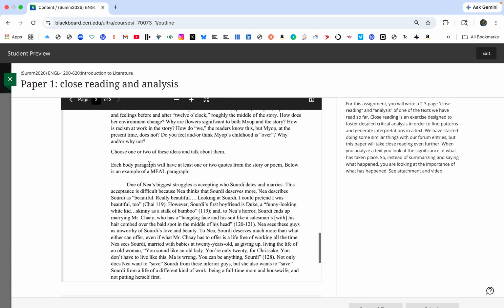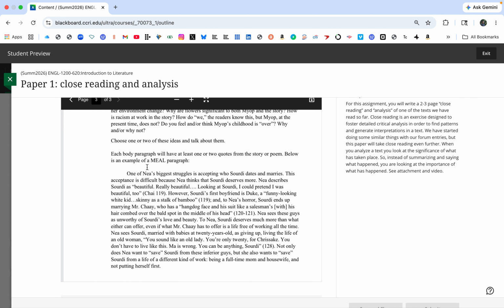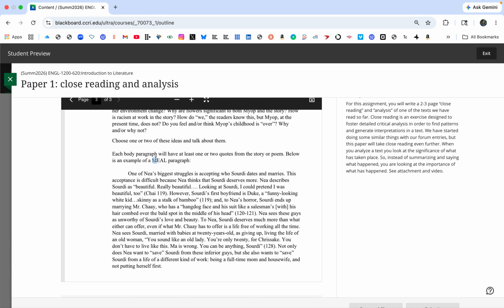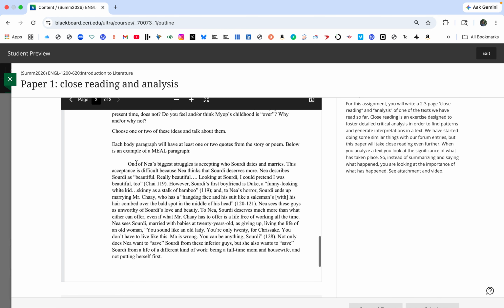Here's an example of a meal paragraph. And what I mean by meal is, probably in the past, when you construct a body paragraph, you have some type of formula. This is an acronym: M, main idea, topic sentence; E, evidence, a quote from the text; A, analysis; and L, link. And I have a handout that walks through this as well. I'll show you. But here's a meal paragraph.